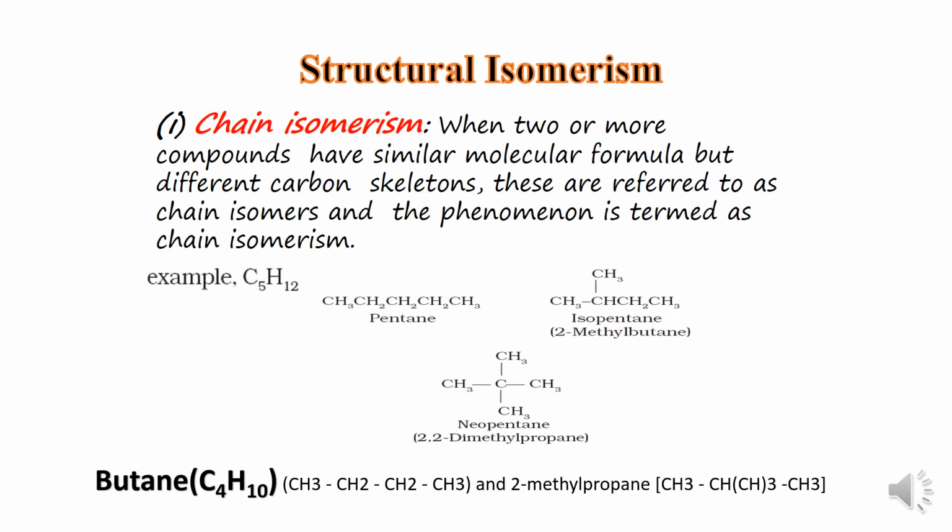Children, chain isomerism is when two or more compounds have the same molecular formula but a different parent chain or different carbon skeleton. It is referred to as chain isomerism, and such isomers are called chain isomers. Let's take an example, children. For example, the molecular formula C5H12.